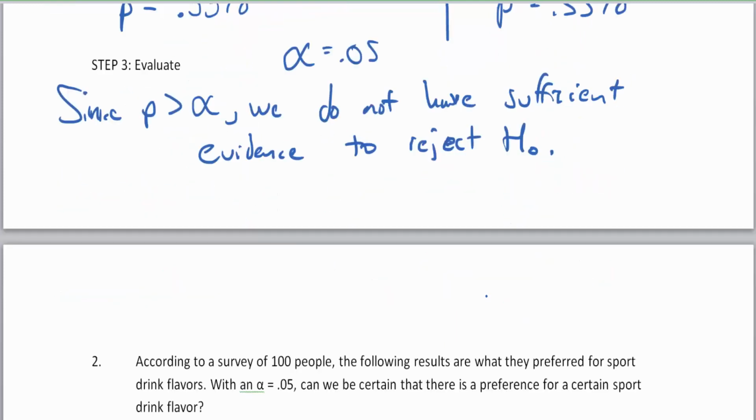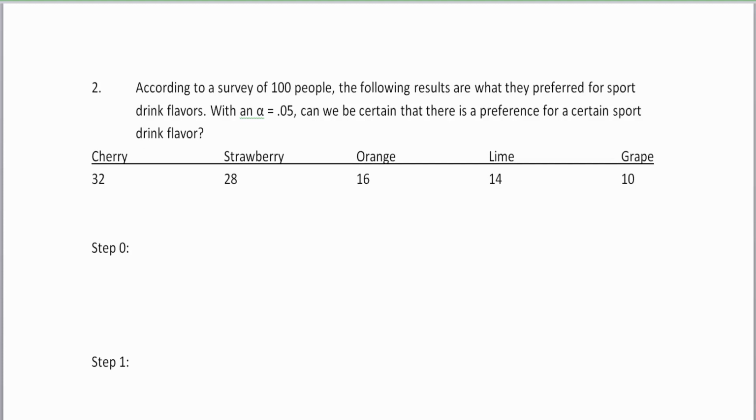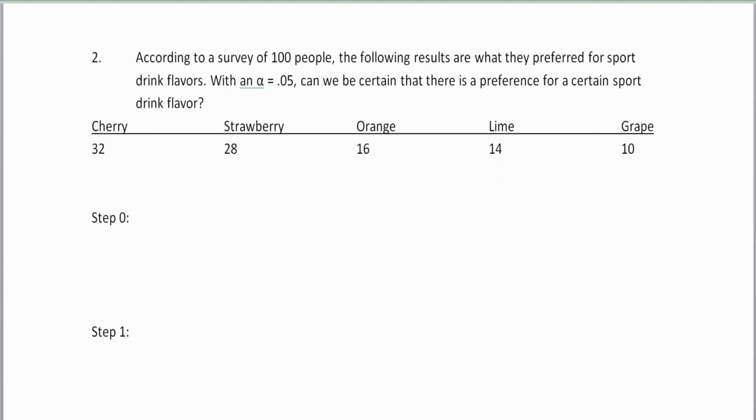Okay, so for our final example here, we're going to take a look at one of our favorite kinds of thoughts: how about drink flavors, for sport drinks, right? So imagine that you just wanted to see if people had a preference towards a certain flavor of sport drink. So let's check out step 0.